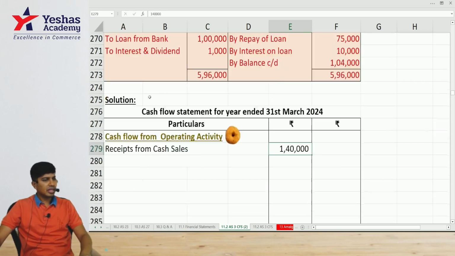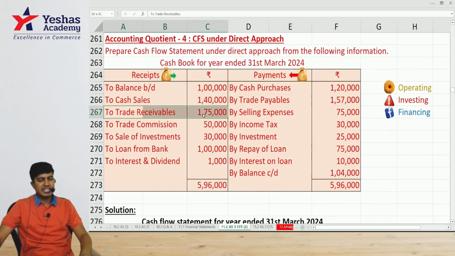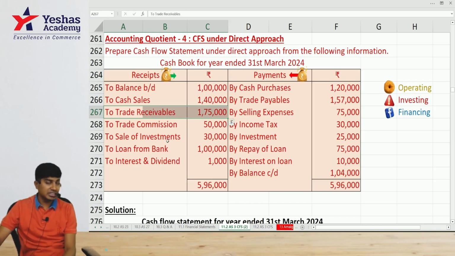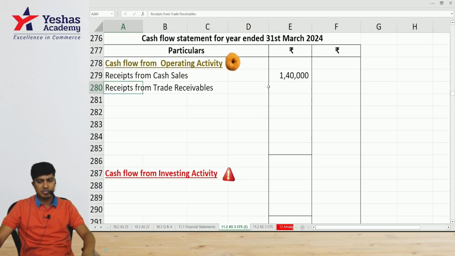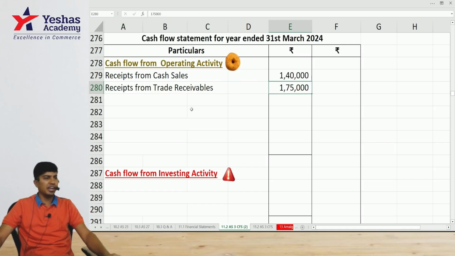Easy. After cash sales, next item, trade receivables. How much is trade receivables? 1,75,000. It is a customer to whom you have sold goods in the past. That day he did not pay money. Today he is paying money. Collection from trade receivables. Operating, investing, financing? Operating. I would write in my operating activities, receipt from trade receivables 1,500,000.